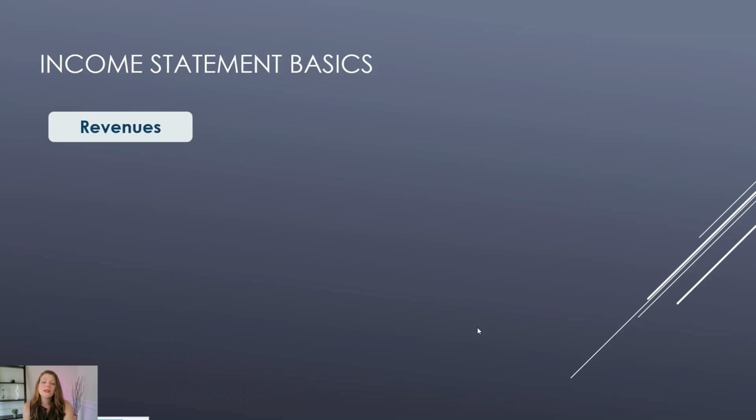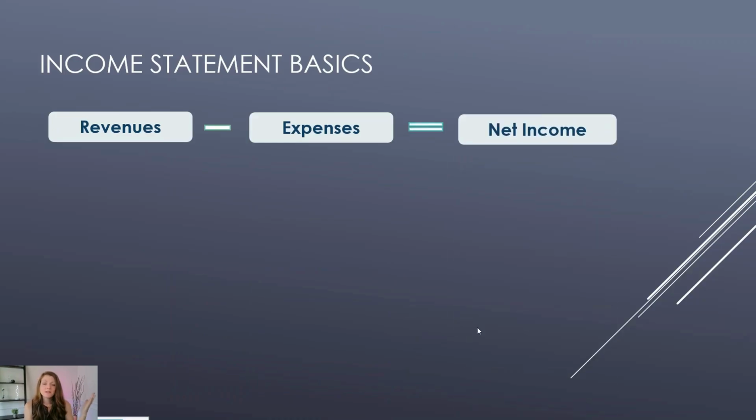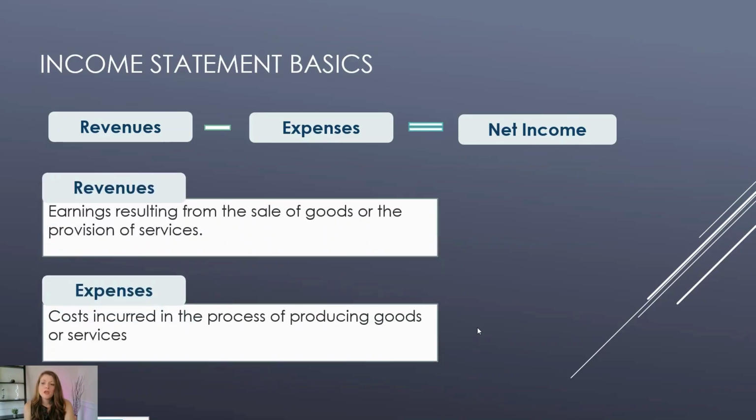Okay, so we know with the income statement, we have revenue minus expenses. That equals net income. Super easy formula there. Net income shows us what that final profit is. So when we have revenue, that is going to be earned as a result of our sale of goods or services that we have provided. This is not where owners have put money into the company. This is regular business operations.